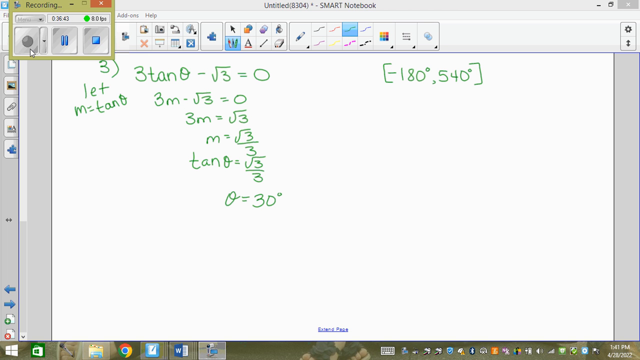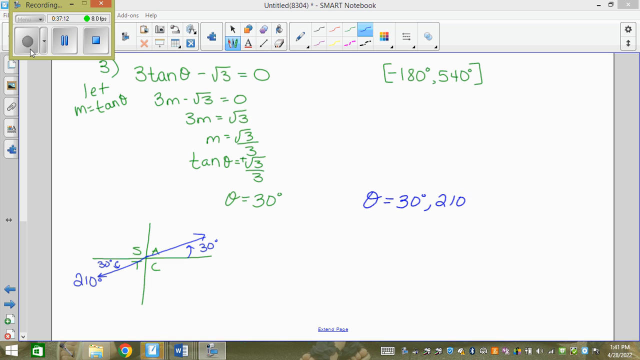So, we need tan positive. Tan is positive where and where? 1 and 3. So this is 30, and this is 30 as well. But what's this one going to actually be? 210. Do those fit in the answers? Yes. So those are two solutions.